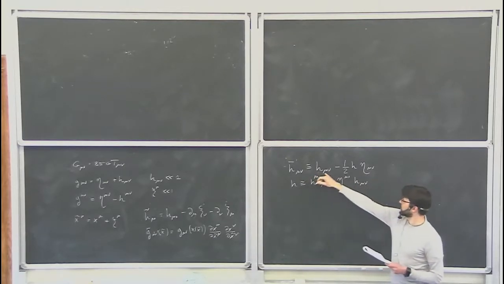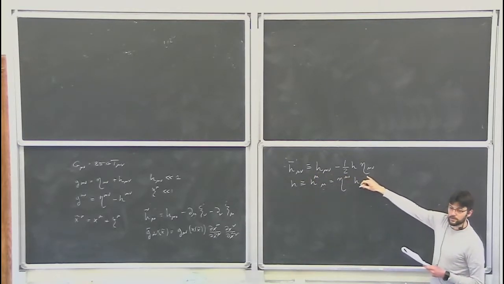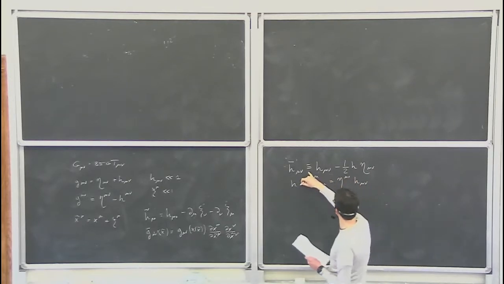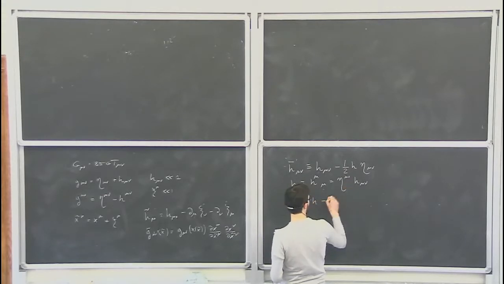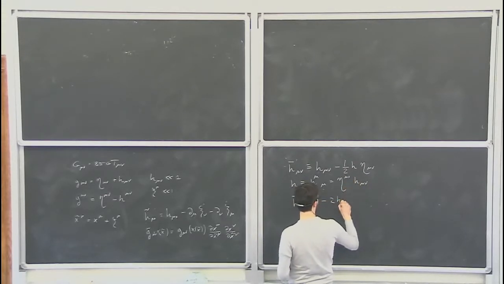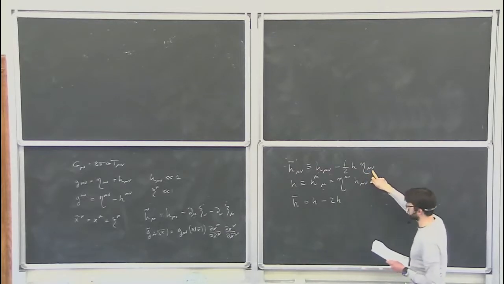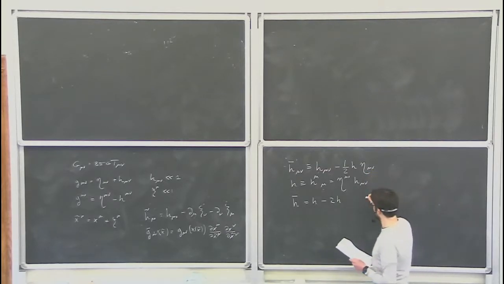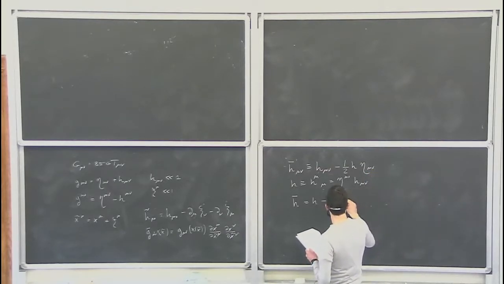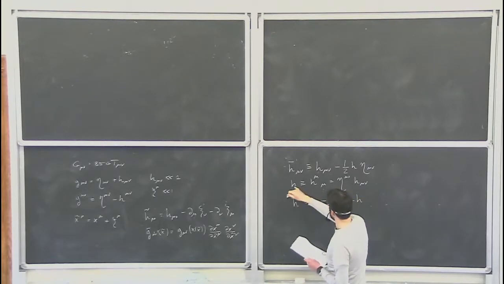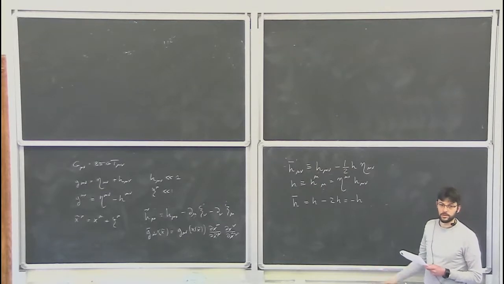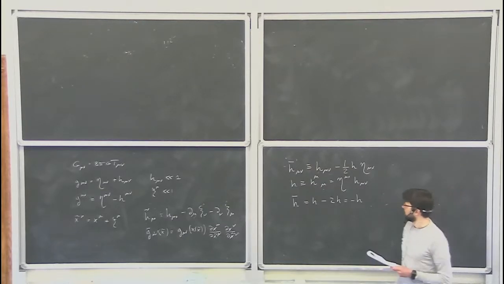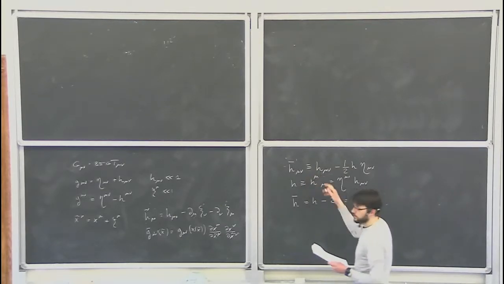This is called the trace-reversed metric perturbation, because if you calculate the trace of this object, the trace of h bar equals the trace of h minus 2 the trace of h, because the trace of the metric is 4. So you get minus h. So this is an object which has the opposite trace as the original metric perturbation that we introduced. So far I've done nothing but defining this object.